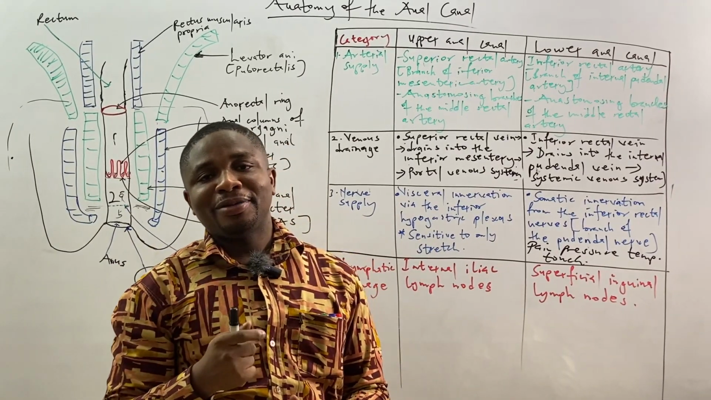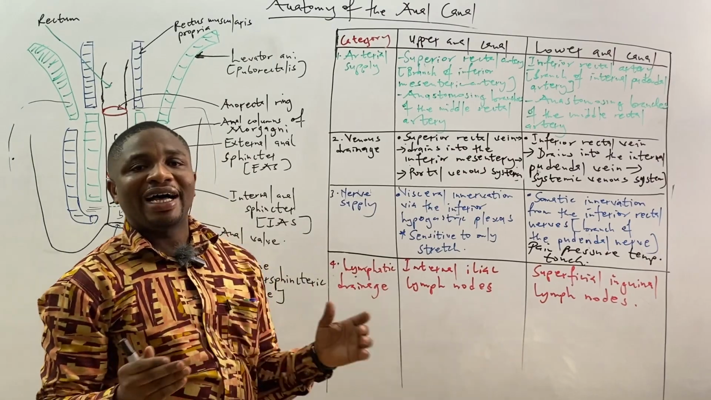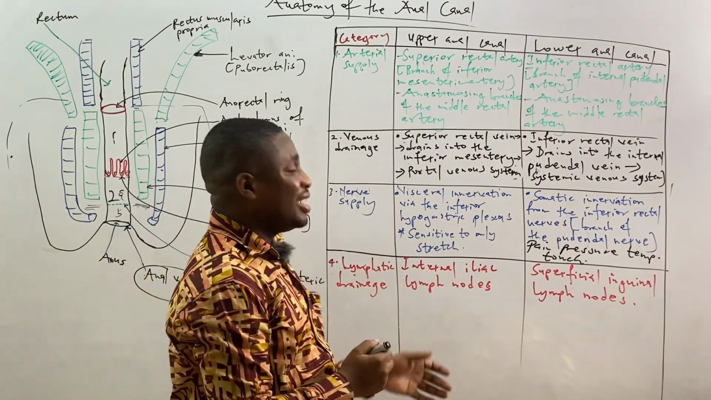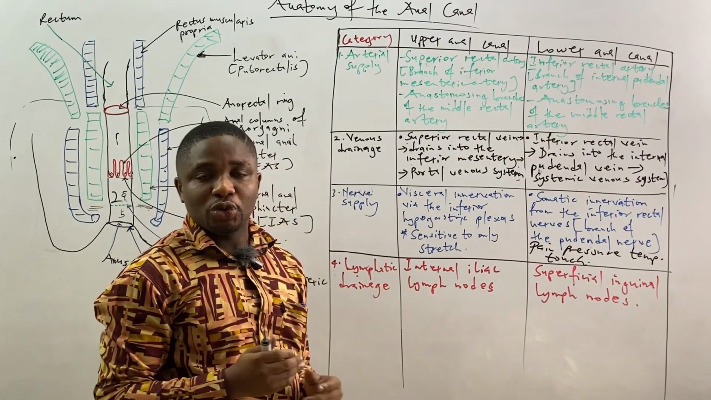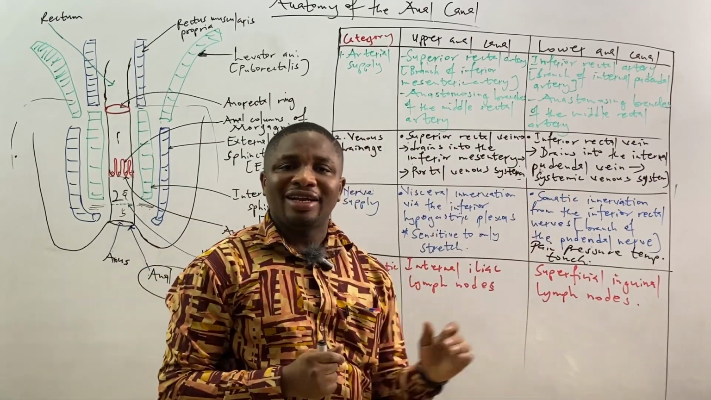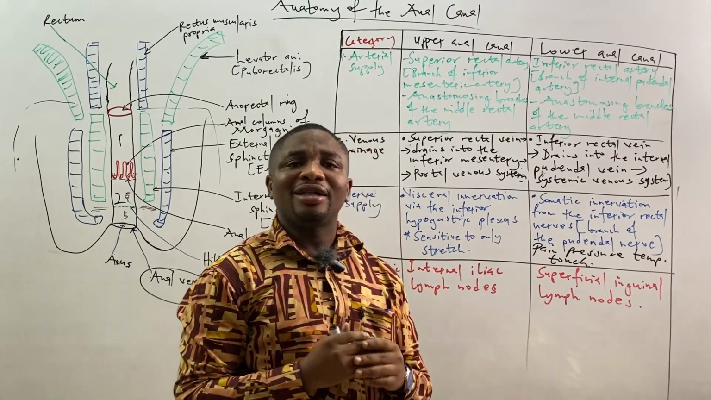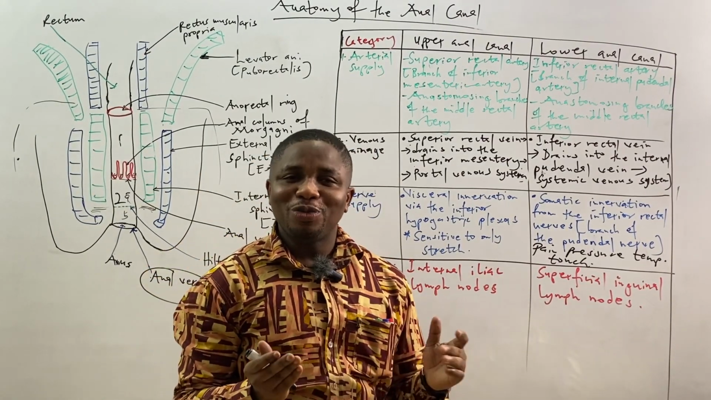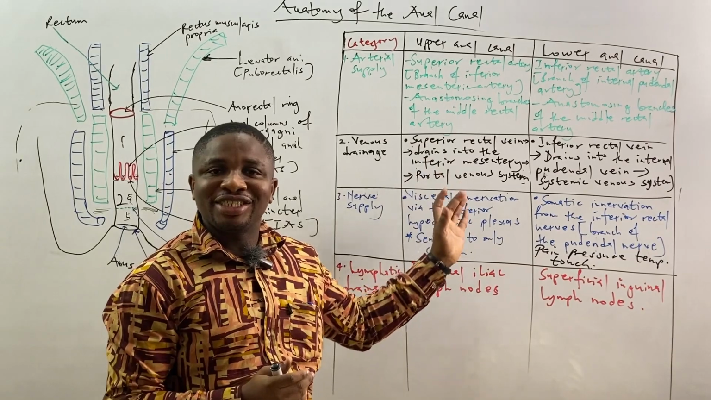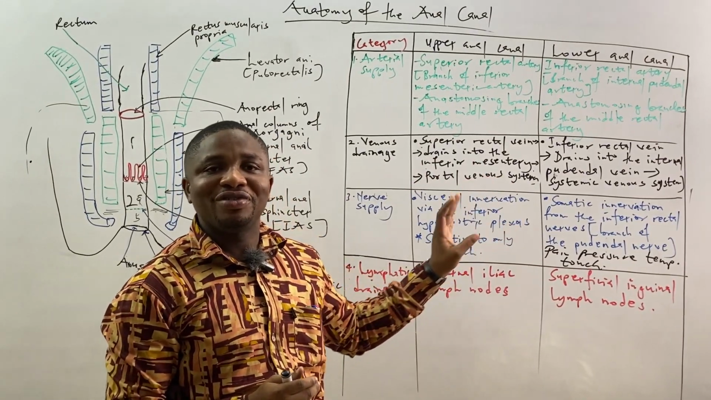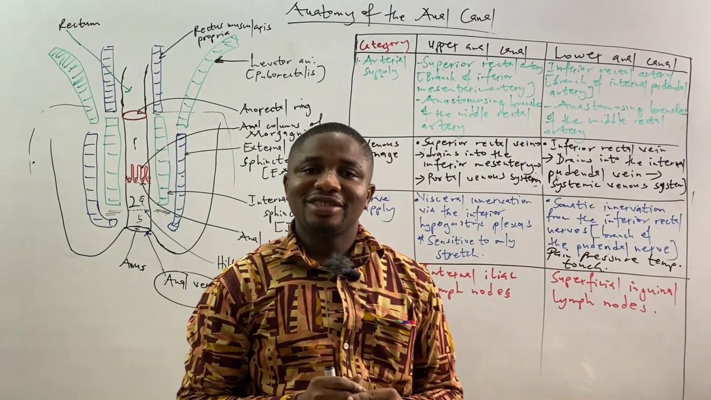Now, finally, the lymphatic drainage. The upper anal canal is drained by the internal iliac lymph nodes, whilst the lower anal canal is drained by the superficial inguinal lymph nodes. And I hope this is interesting to you. You might want to take note of this for future reference.